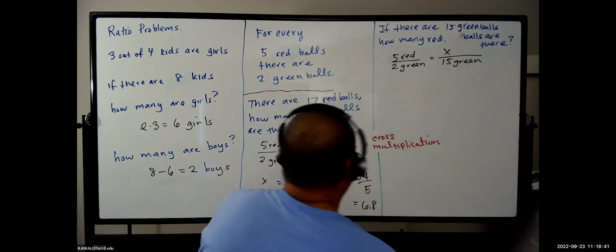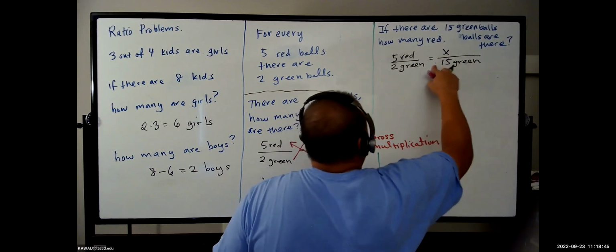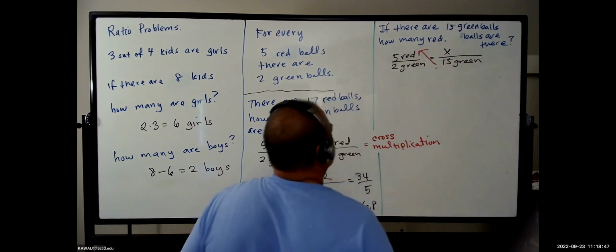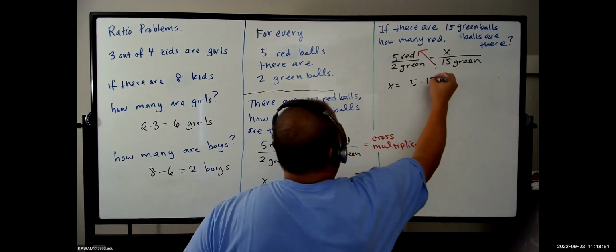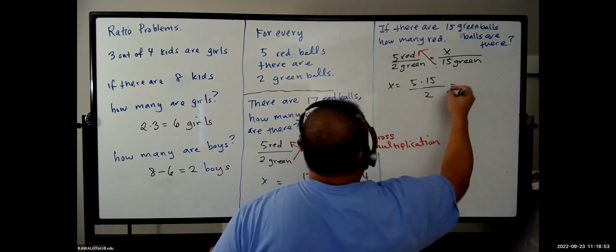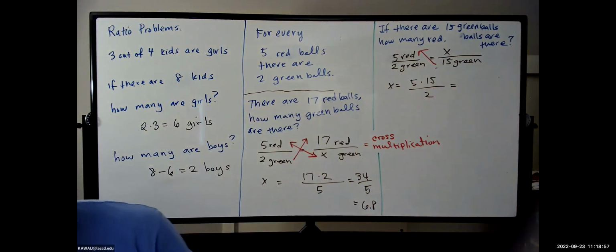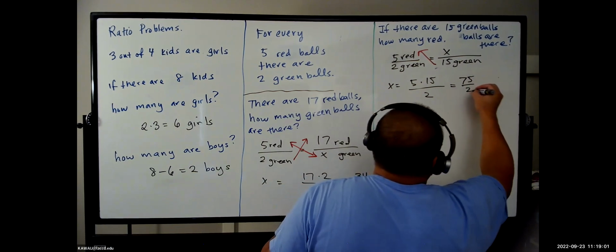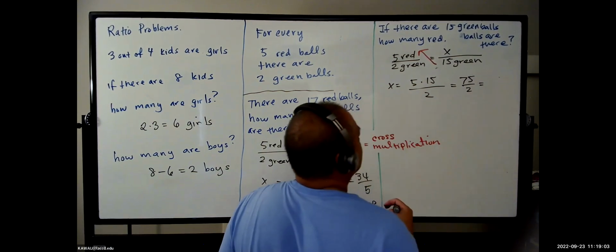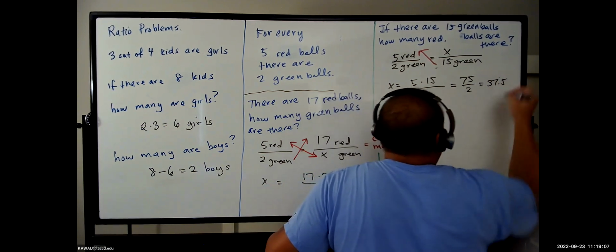So I'm going to bring this up here. Oops. So we have X is equal to 5 times 15 divided by 2. So that is 75 divided by 2. And then what did you tell me? 37 and a half? Yes. 37.5? You got it.